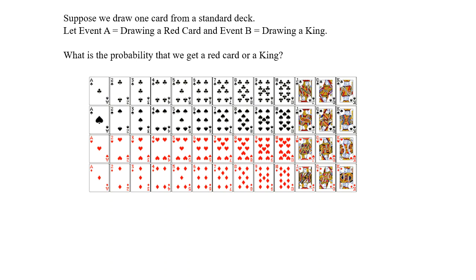Let's take a look at this probability problem. Suppose we draw one card from a standard deck, which is shown here. Let event A be drawing a red card and event B be drawing a king. What is the probability we get a red card or a king?